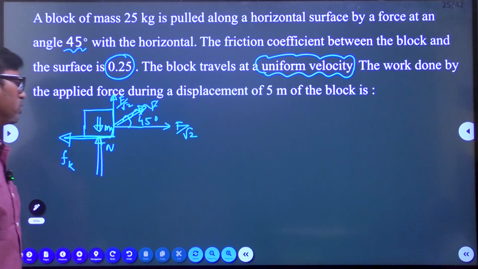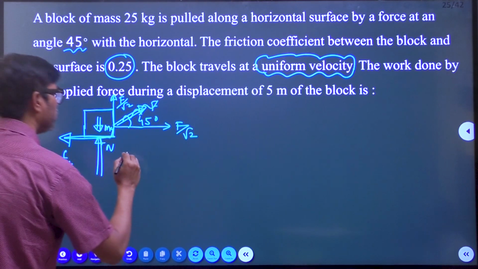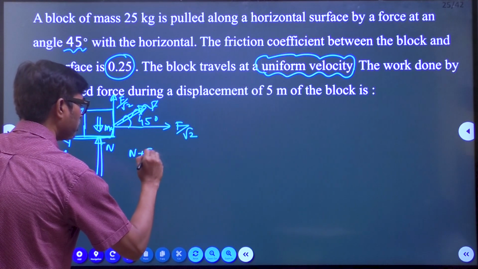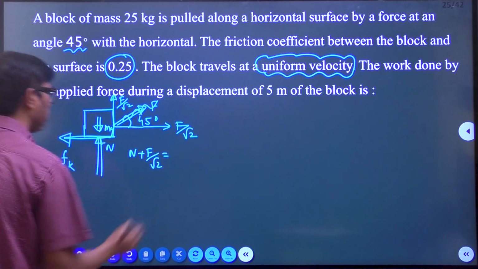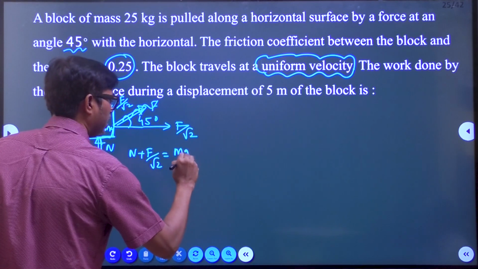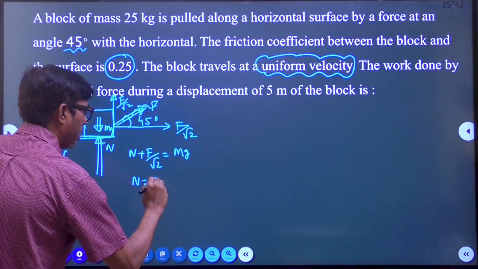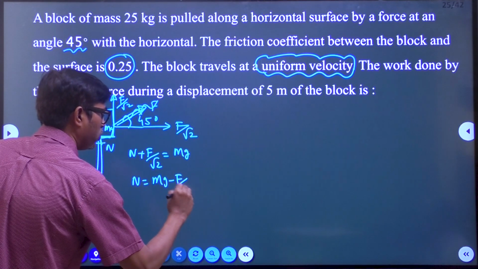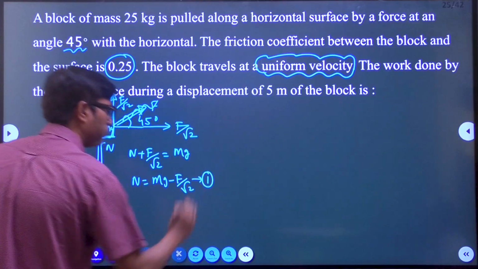F has been resolved. Now vertical equilibrium, horizontal equilibrium. If you look at it, upward forces are N plus F by root 2, and that is equal to mg. So I can calculate N from there. That is mg minus F by root 2. So that is the normal reaction for us.